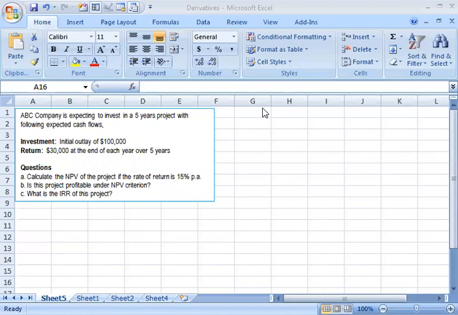Today I am going to discuss a capital budgeting problem. So in this discussion I am going to show how to solve this problem using Microsoft Excel.